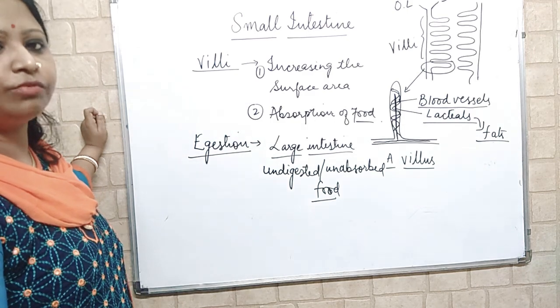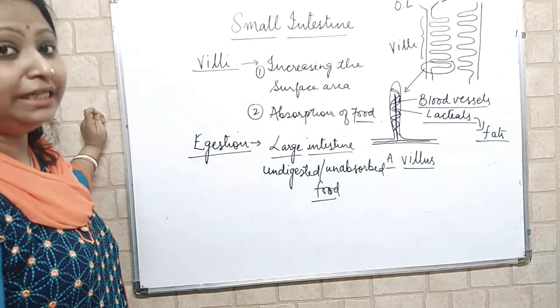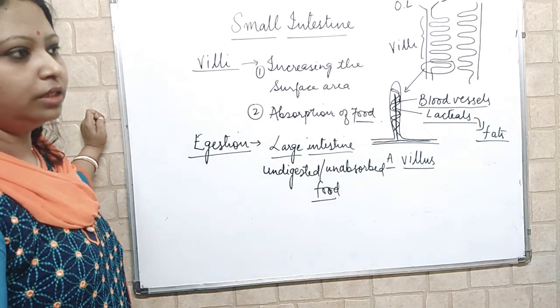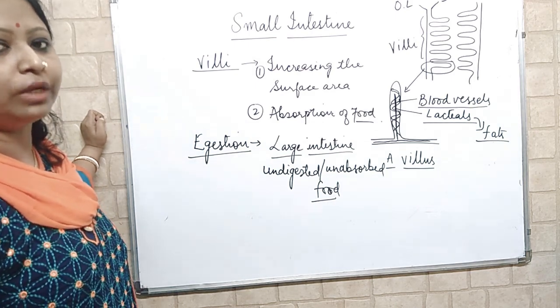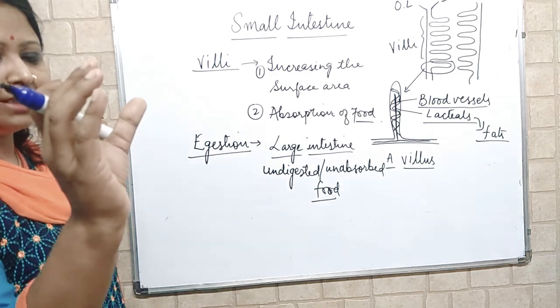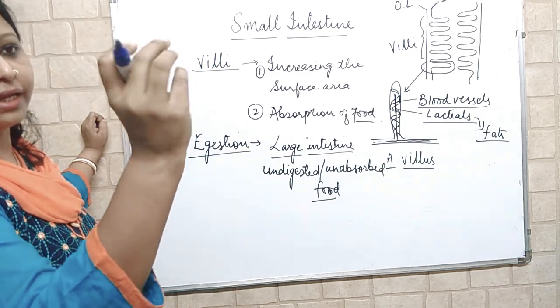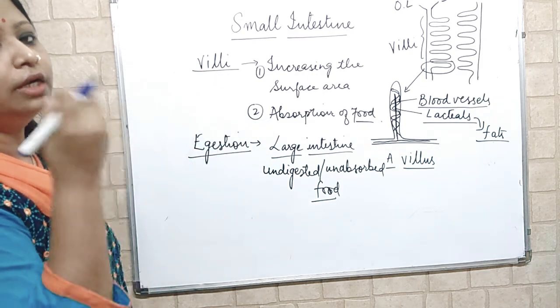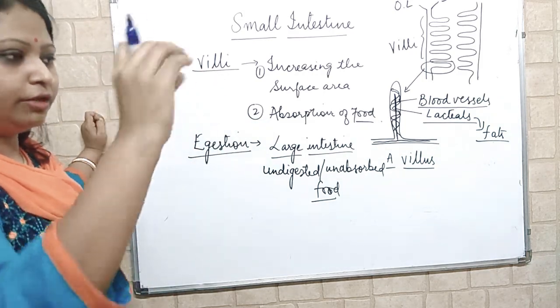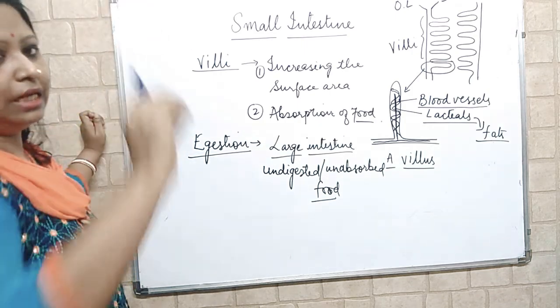Why? Because we don't need that big a large intestine, because we are omnivores, we are not eating only plants. So slowly the size is reducing, and now it is in the form of a small comma-shaped pouch called vermiform appendix. The food enters into the large intestine.